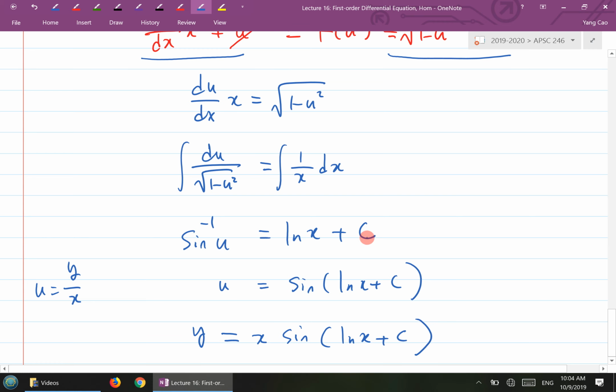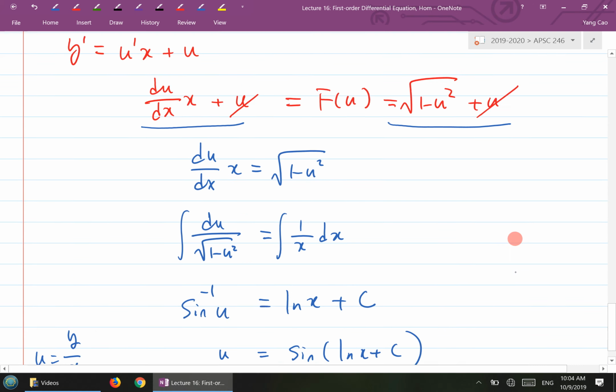Why is there a c here? Why not here, you mean? It's the same thing. You put a c here, move here, it's still constant. Yeah. Okay? Right, so this is essentially the approach to solve homogeneous equation.